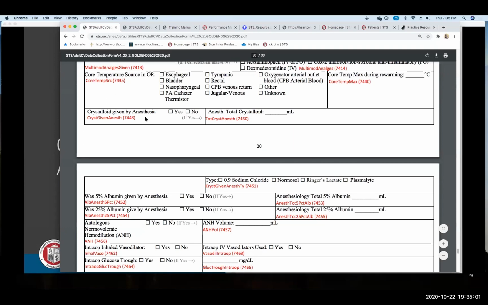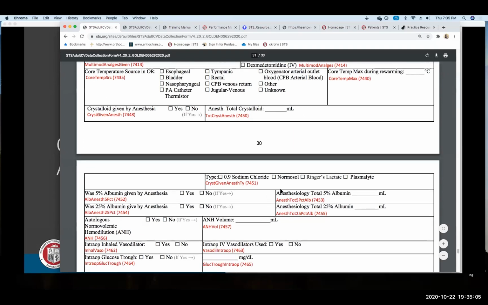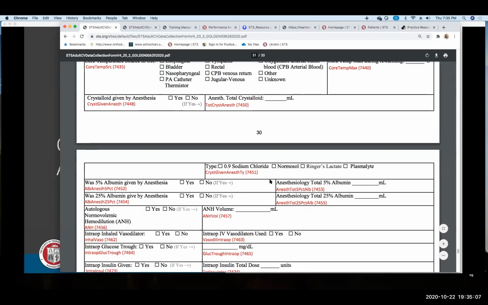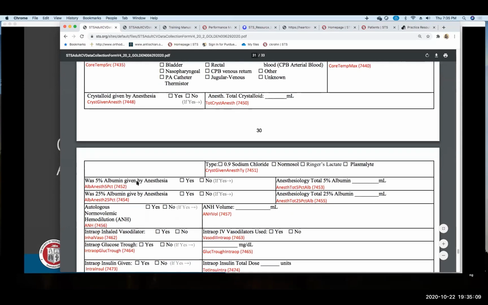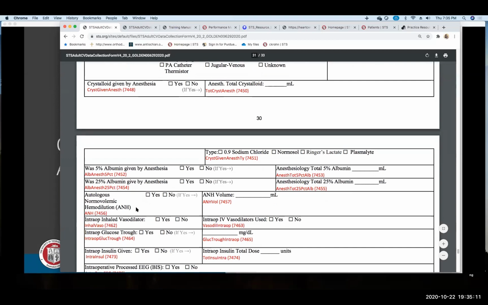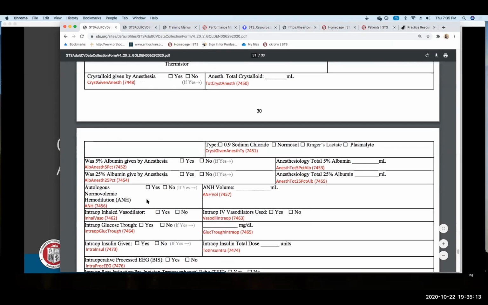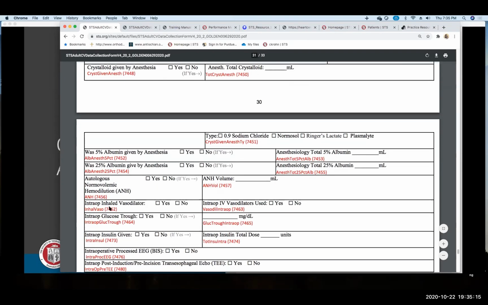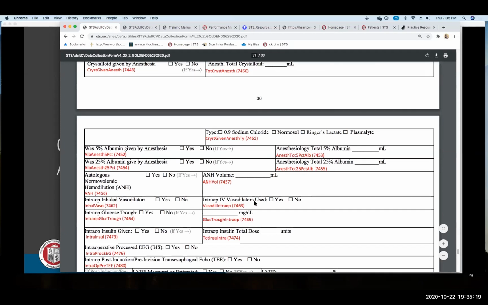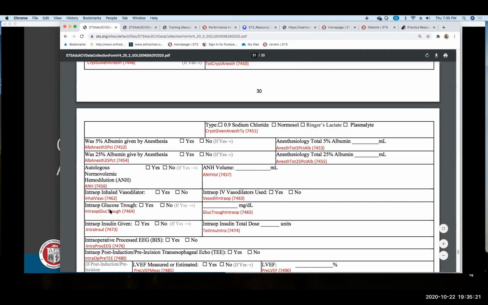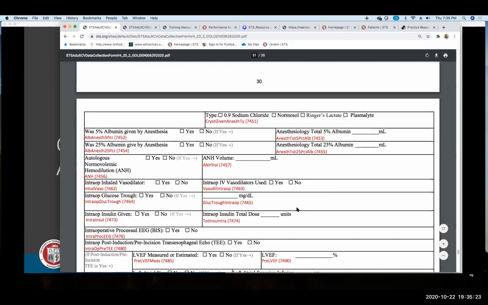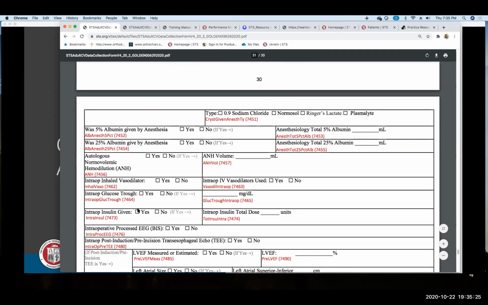And then we look at crystalloid given by anesthesia and the total amount given and what type was given. 5% albumin, 25% albumin by anesthesia, ANH, and what that volume was. The intra-op inhaled vasodilators, intra-op IV vasodilators, and then we look at the glucose trow and what that measurement was. If that patient received insulin and what the dose was in units.